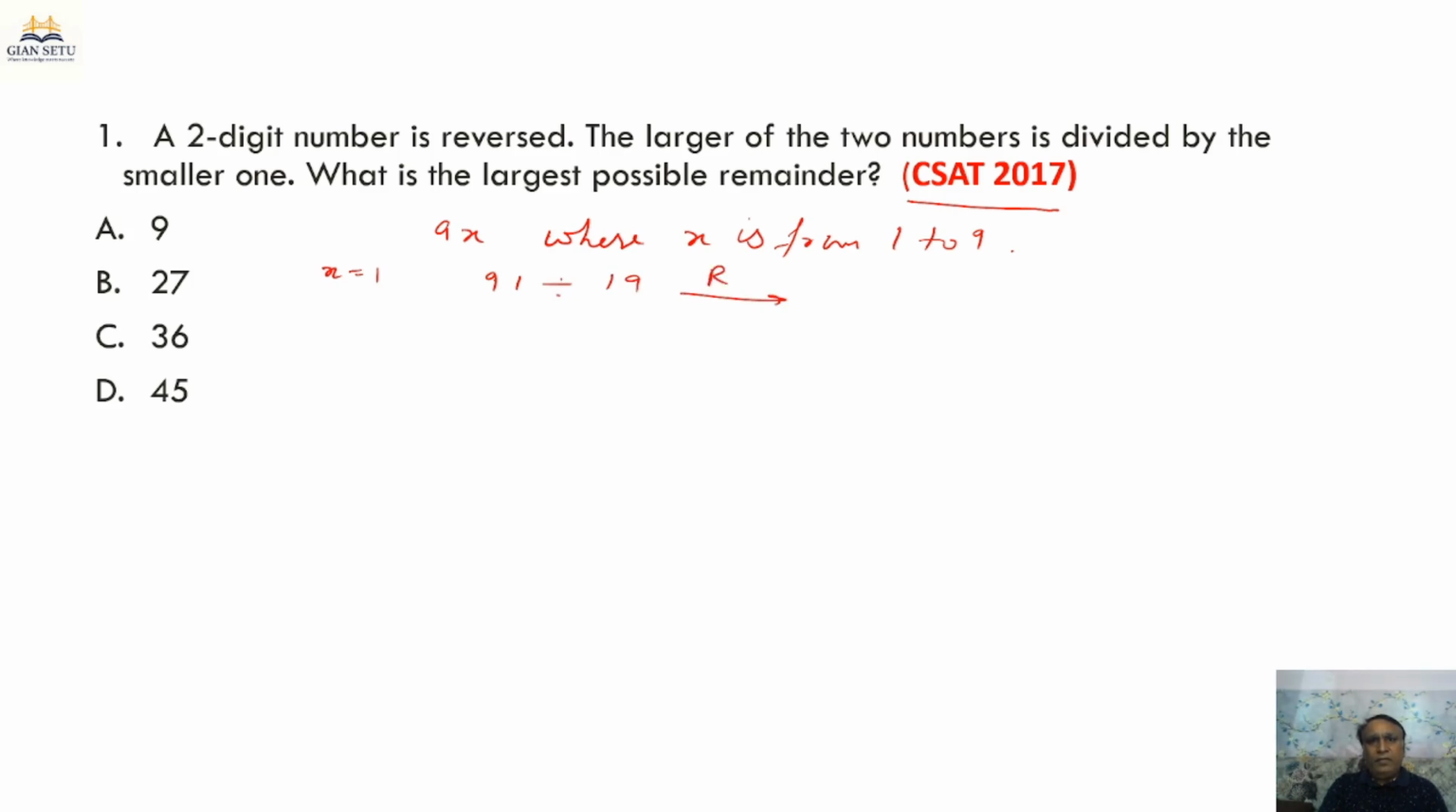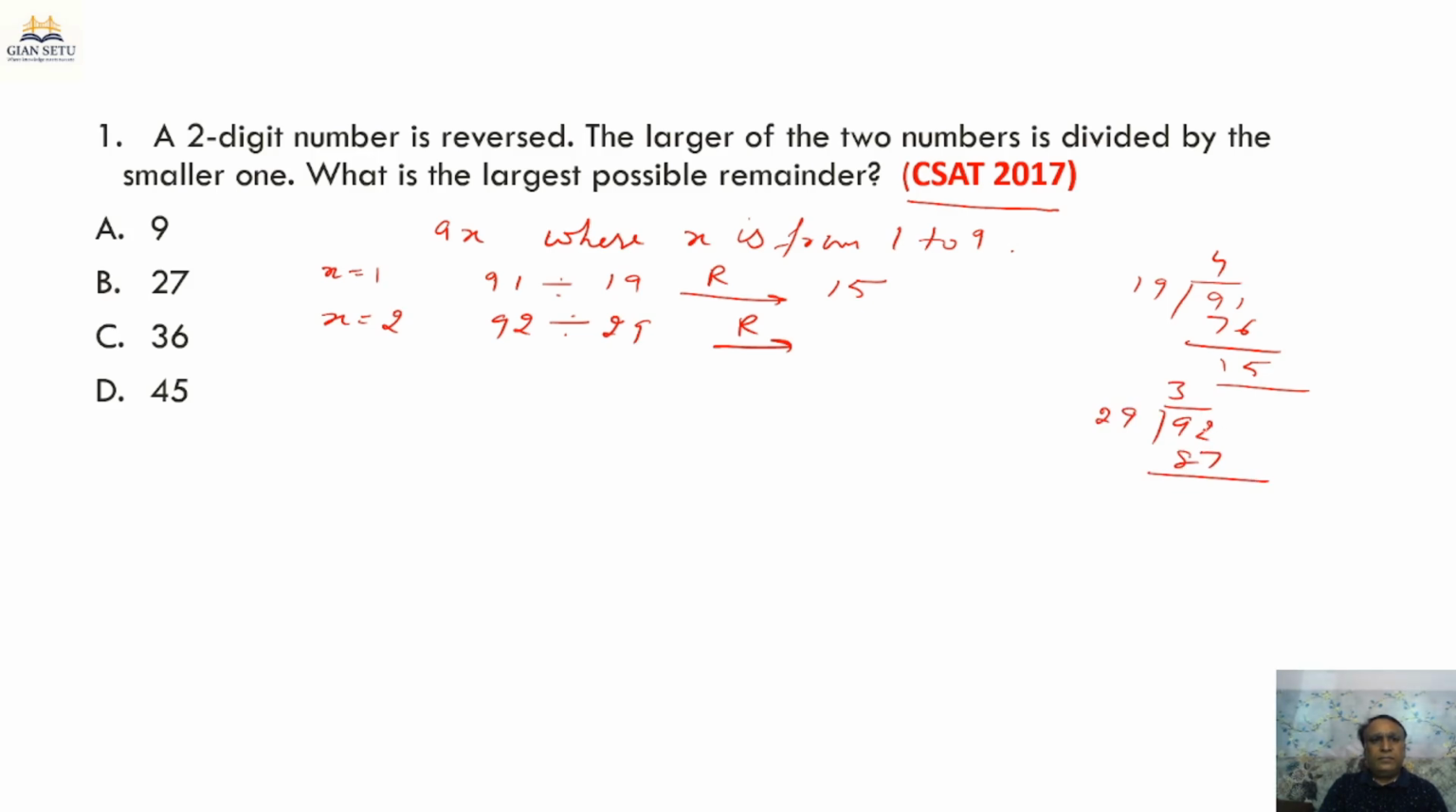Now the remainder when 91 is divided by 19 will be... So here remainder will be 15. Now let's suppose x is equal to 2. Similarly, number will become 92, and if we divide it by 29, now the remainder will be 5. So here remainder will be 5, right?